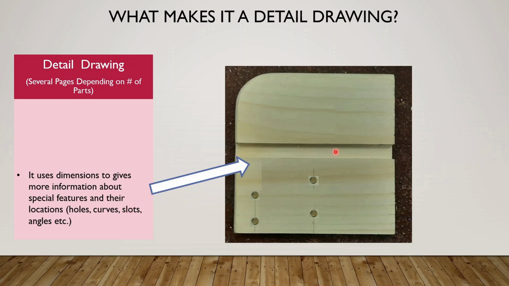So for example, if I needed someone to make this part for me, the detail drawing would need to give information about this slot here. How deep is it? How wide is it? It would need to tell me about the curve here. What's the radius of this curve? It needs to tell me about the 4 holes. What drill bit size do I need to drill the 4 holes? And where exactly do I place these holes? So let's start talking about how we can start to dimension weird features like holes or curves or angles.